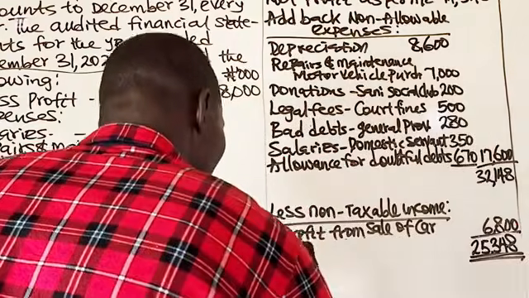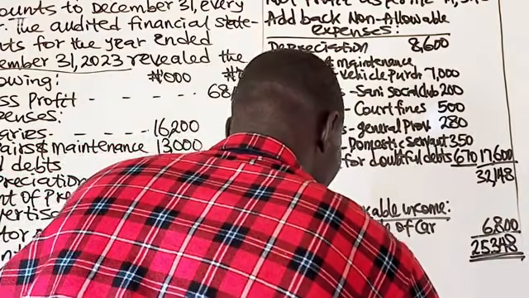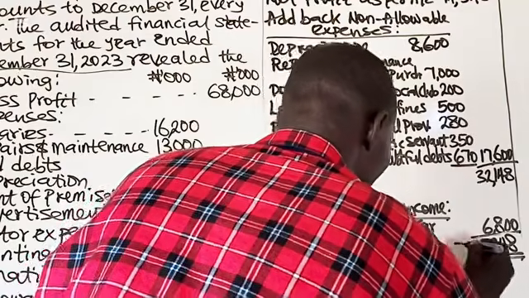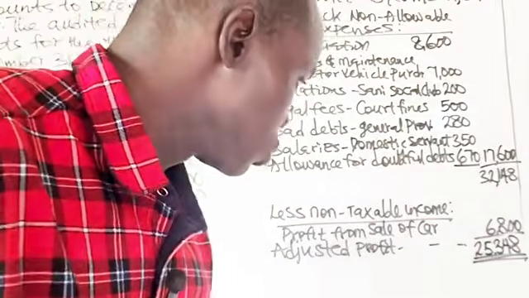25,348,000. That is our adjusted profit. This is the end of the solution to Roman figure 1. Now let's take the Roman figure 2.